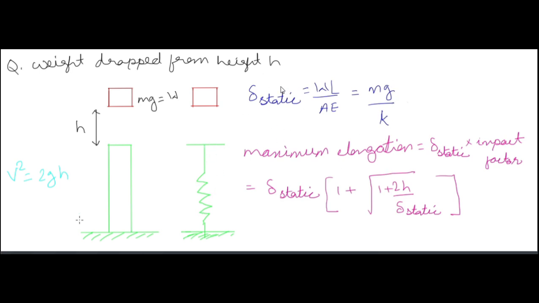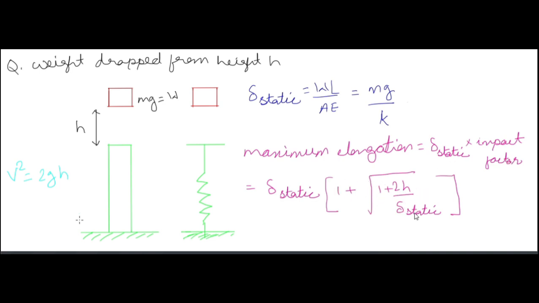Now the maximum elongation or maximum compression that will happen due to this drop is equal to delta static into impact factor. Delta static is WL by AE or mg by K, and the impact factor is 1 plus under root of 1 plus 2h by delta static.